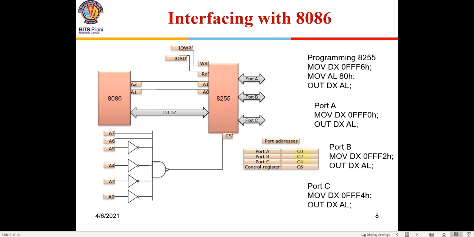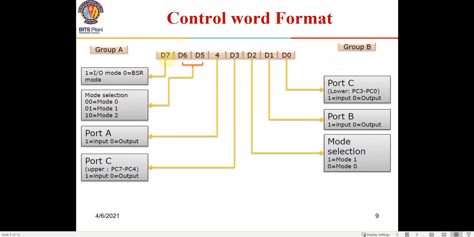Where did this 0246 come from? Because we are using A1 and A2 lines from 8086, and we are using A0 for chip select. Since we are using A1 and A2, for 8255 it is 00, 01, 10 and 11, but for 8086 it will be 0, 2, 4 and 6. So this is how it is going to work, and this is how we are going to program it. So now how to program it? The 8-bit data.